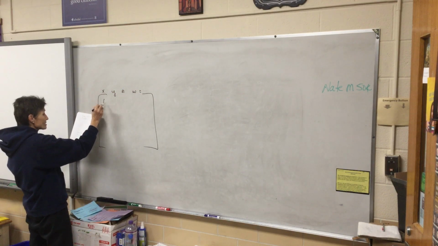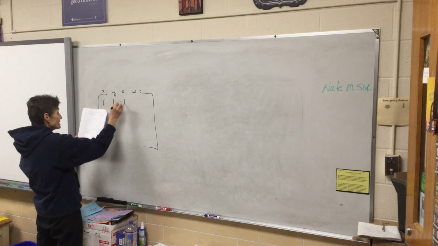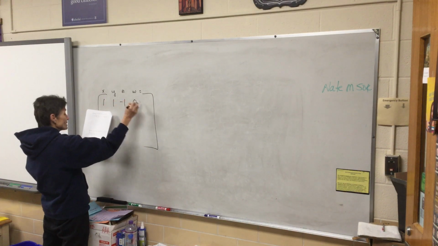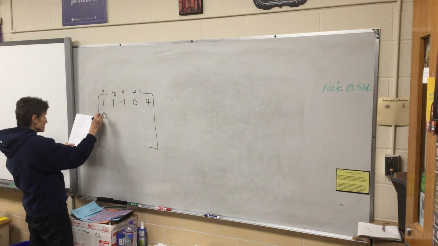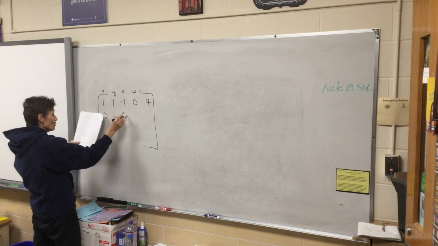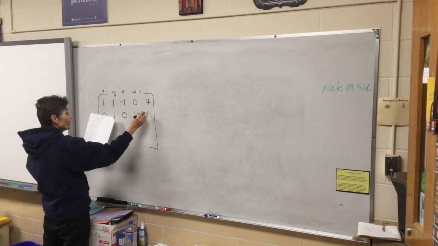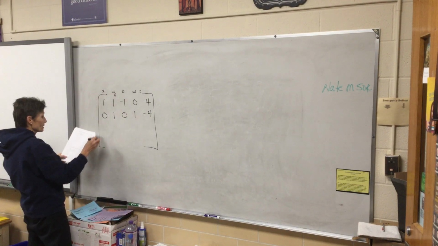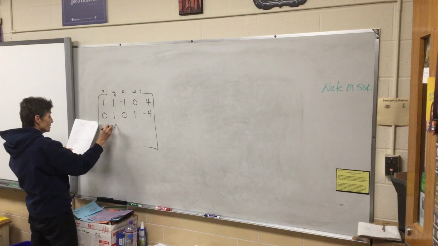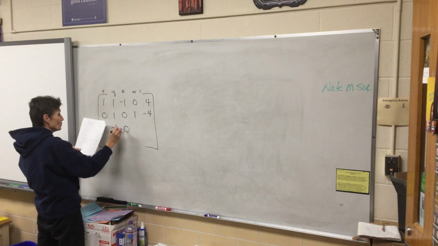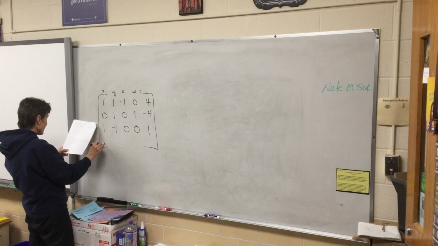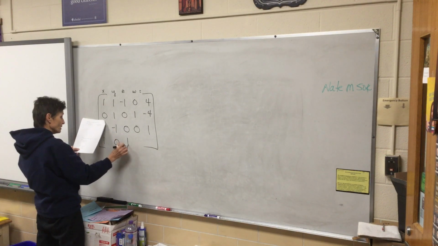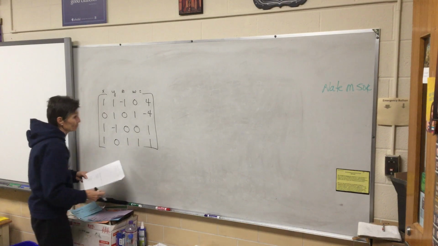So 1x, 1y, minus z, no w's, equals 4. No x, 1y, no z's, 1w, equals negative 4. 1x, negative 1y, no z's, no w's, equals 1. 1x, no y's, 1z, 1w, equals 1.